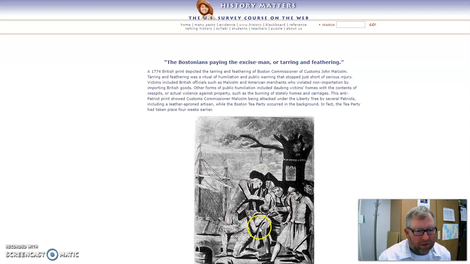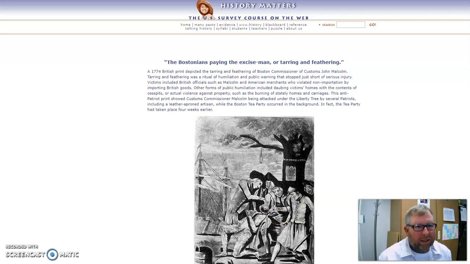And so this essentially is looking at the idea of them pouring tea in his mouth and showing the Patriots in a negative light. So this was a Loyalist print depicting the Patriots as evil, ruffian, violent people that were attacking the customs agent. All right.